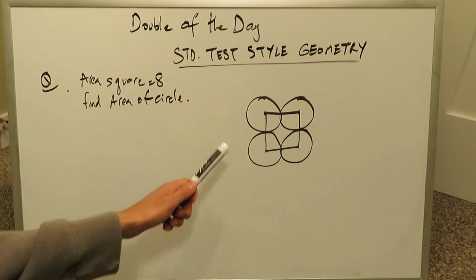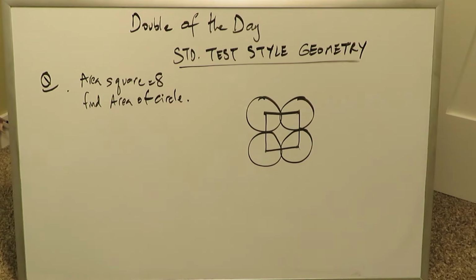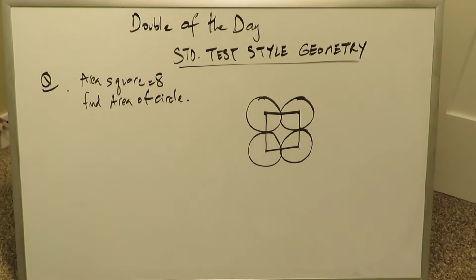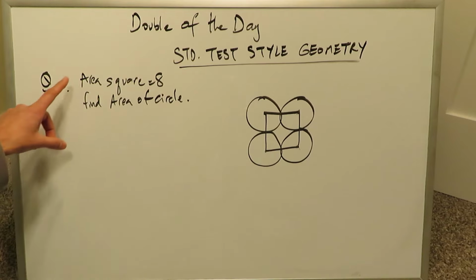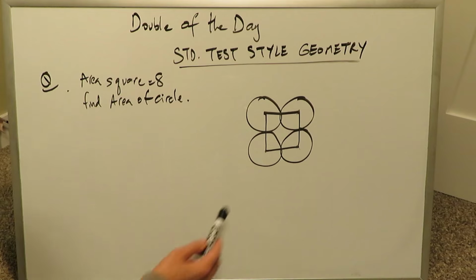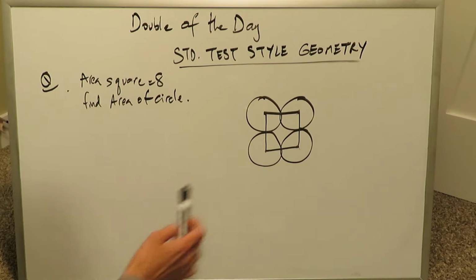Here, question number one, we have a representation made up of four circles which are all tangent to one another. And from the centers of each circle, we've connected these lines to generate a square. The question is this: we know that the area of this square is 8. We have to find the area of a circle. Any of these individual circles, what would the area for the circle be?